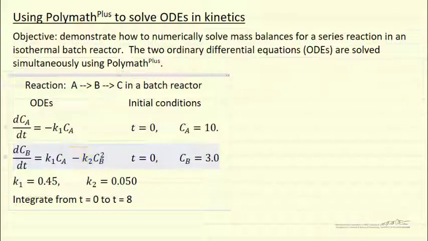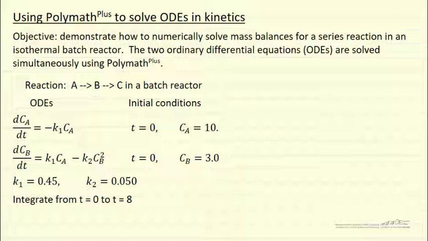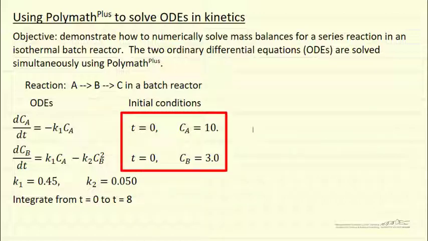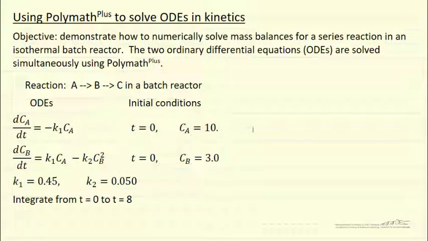It's an initial value problem, meaning we know the concentrations of A and B at the beginning. Ca is equal to 10 at time equals 0, and Cb is equal to 3. We're given the rate constants, and we want to integrate from time equals 0 to time equals 8. This is dimensionless for the sake of demonstrating the use of PolyMath.